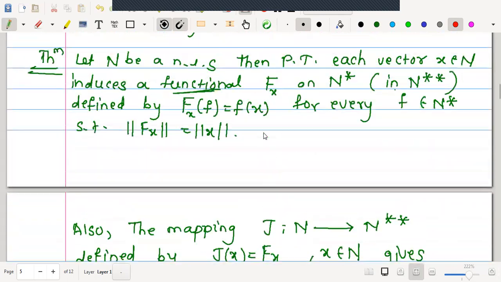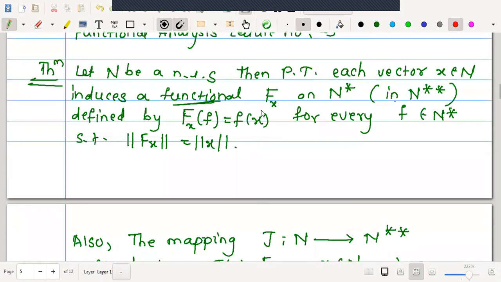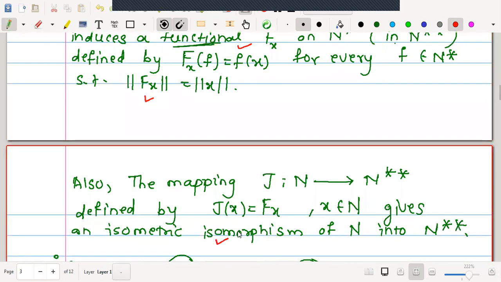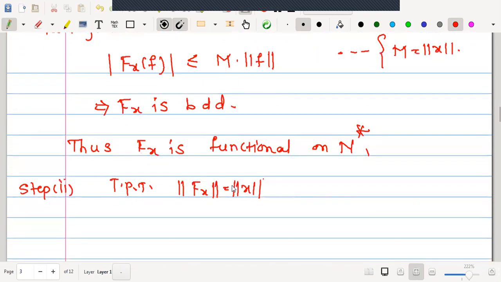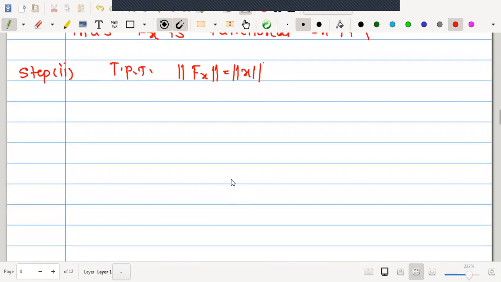How many things we want to prove? First, fx is a functional. This step we have completed. Later we want to prove that norm fx is equal to norm x, and in the third step the mapping is an isometric isomorphism. Therefore let me go for the second step. Norm of fx is equal to norm of x.